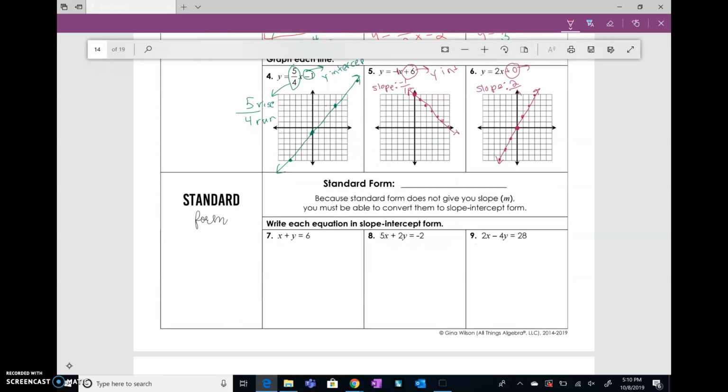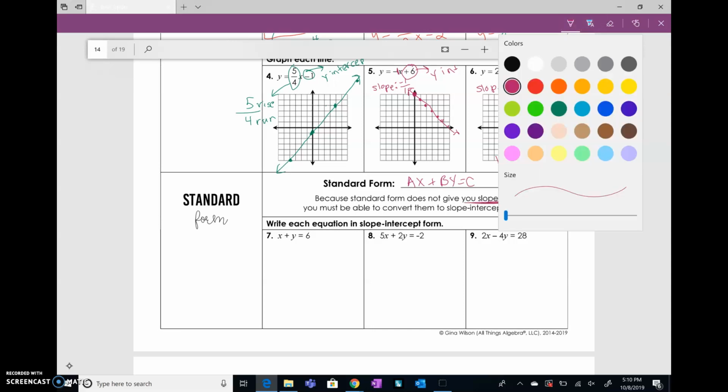Now, standard form is when it's ax + by = c. That's when you have both your x and y variables and you have a constant on the other side. Because standard form does not give you the slope, you must be able to convert it to slope-intercept form.